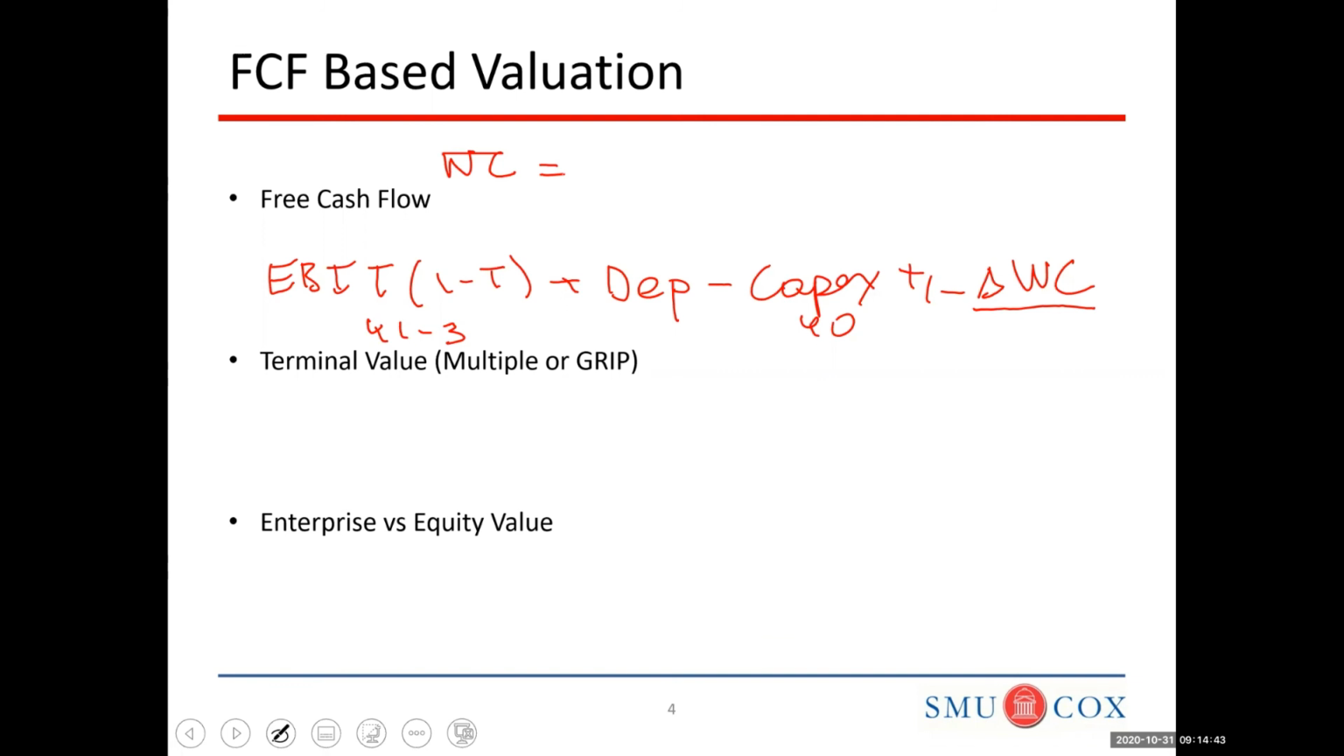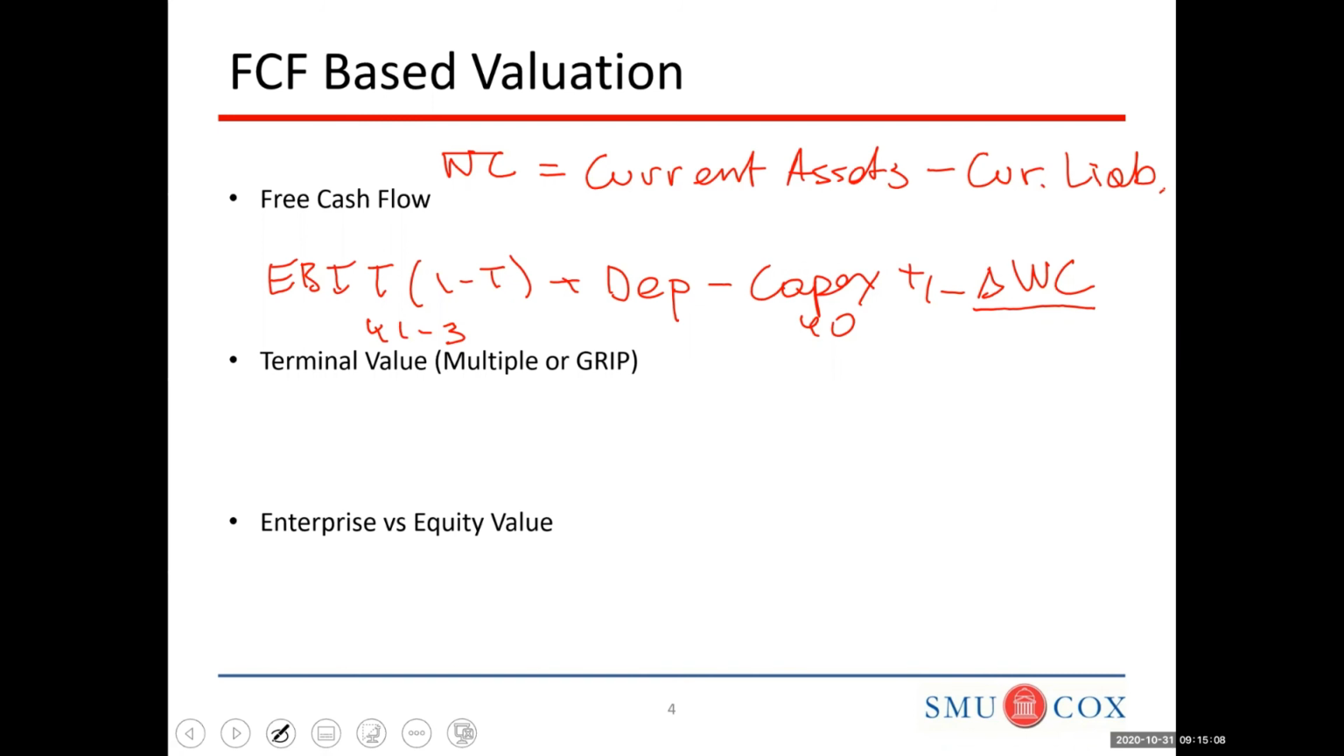Isn't it current assets minus current liabilities? Yeah, and give me an example of current assets and current liabilities. Inventory, AR. Those are assets. And liabilities would be like accounts payable, unearned revenue. Good. You just take these items from the balance sheet.